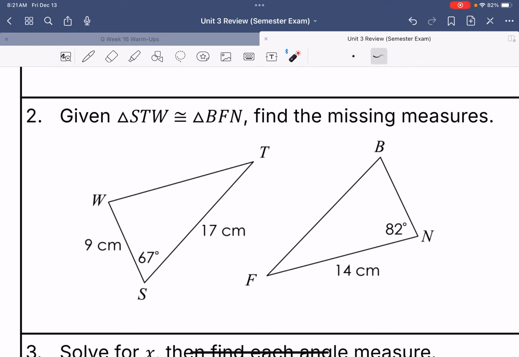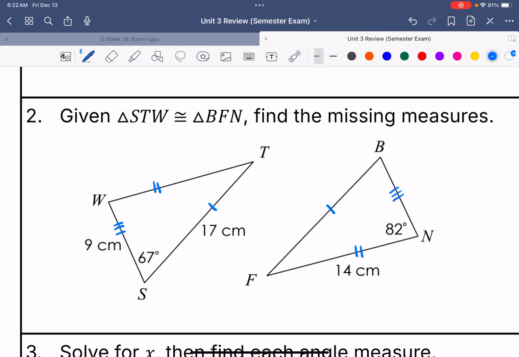Let's look at the sides. So ST is the first two letters, BF is the first two letters. So those two sides must be the same, ST and BF. So that would be this and this. Okay, second two letters, TW, second two letters, FN. Those two sides must be the same, TW and FN. And then last would be like the first and the last letter, SW, the first and the last letter, BN. Okay, so we have all the congruent sides marked.